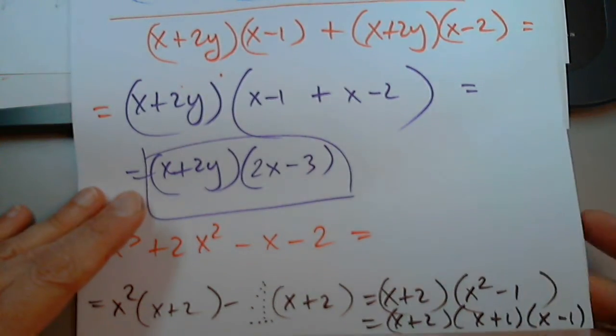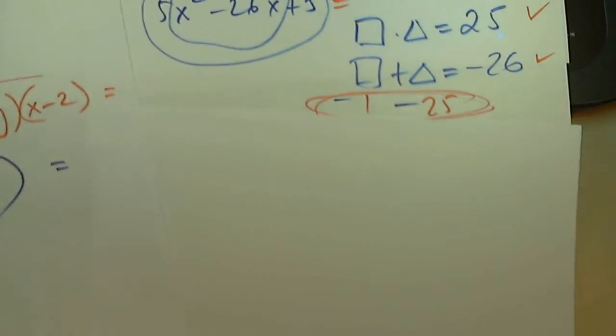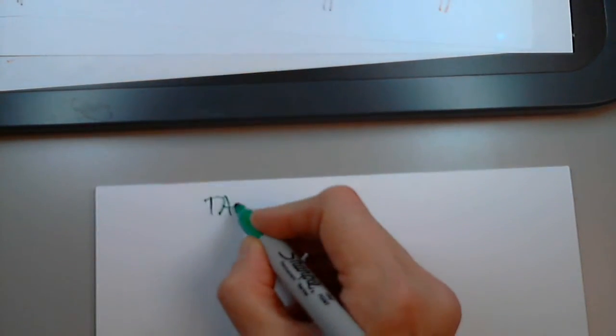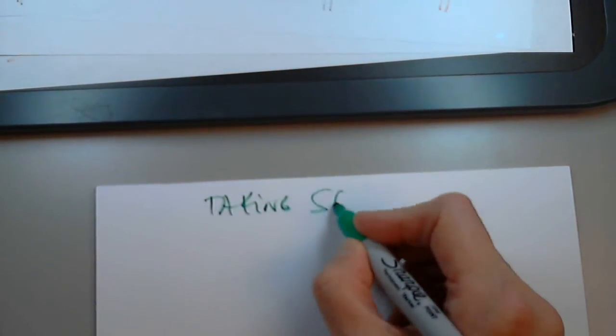Ready? So the second method is taking square roots. A very nice method. Quite easy, I would say. Nothing is easy. I shouldn't say easy ever. So it's a nice method. So, taking square roots.